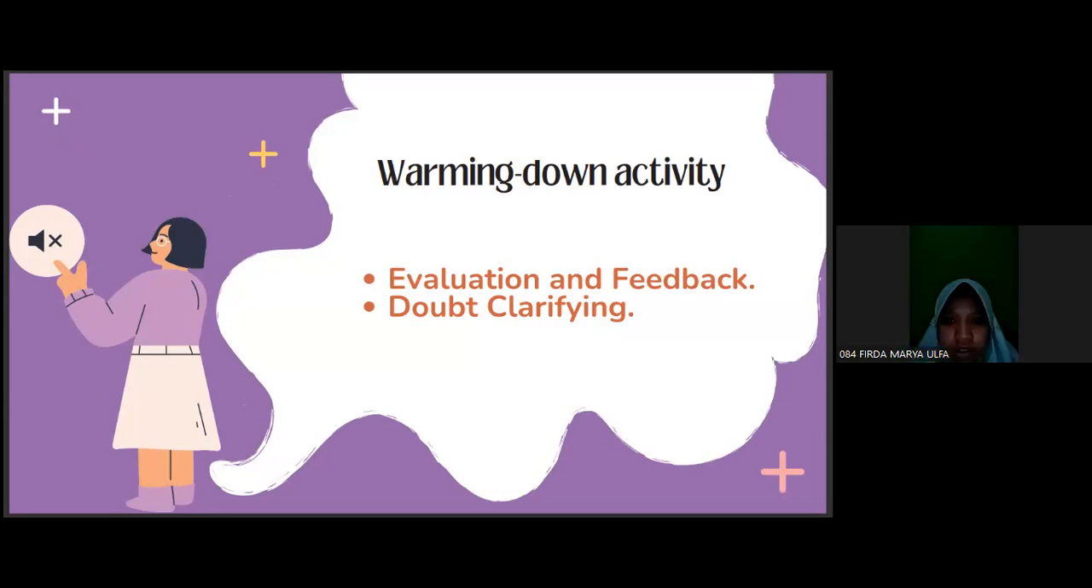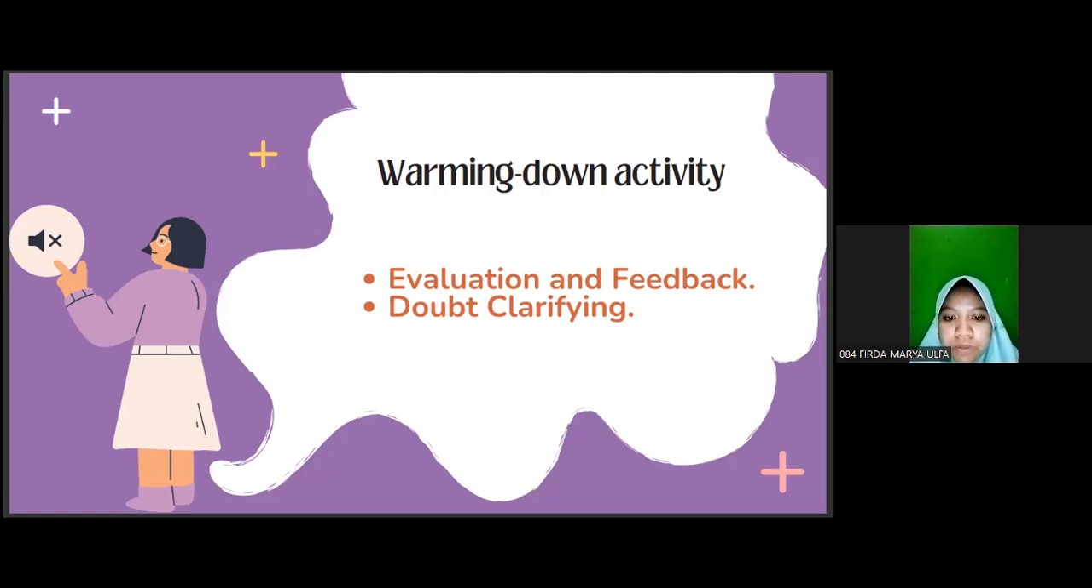The next material is the warming down activity, which has two points: evaluation and feedback, and doubt clarifying. In the clarifying, the teacher can explain or reform the material that has been conveyed, so that the students do not misunderstand or have any doubt about the material that has been conveyed that day.